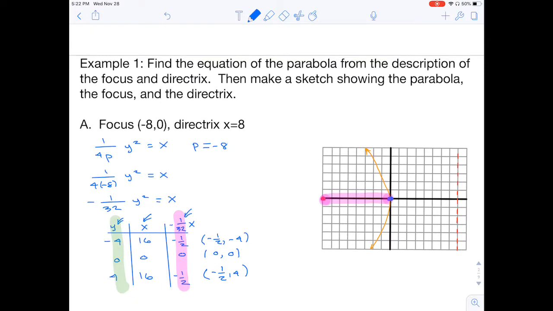So let's go and do that. Our first point, 0, 0, is already on there. -1/2, -4. 1, 2, 3, 4 is down here. And then 1, 2, 3, 4, the other one's right there. So my graph is going to actually look like that. This is kind of difficult to do. So something like that. Okay? Let's move on to the second one.